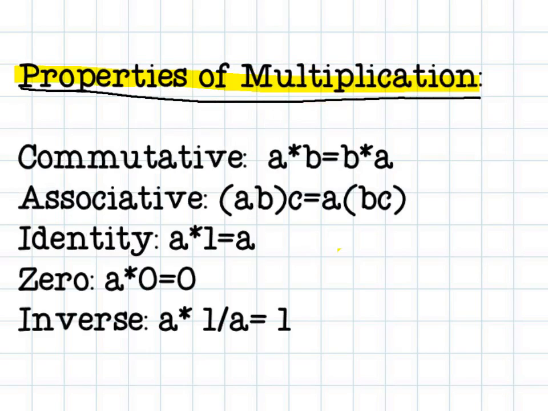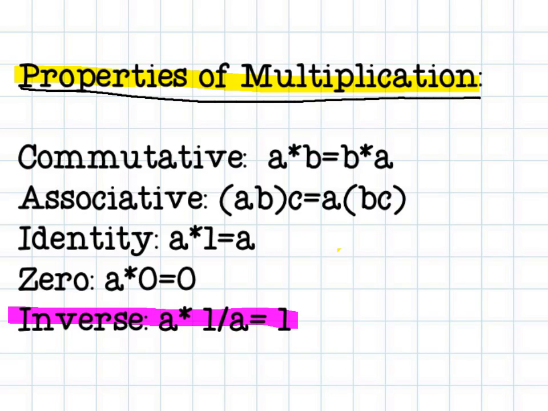Properties of multiplication are the commutative, associative, identity, zero, and inverse properties. The new property that we have listed here is the inverse property, and we'll talk about that in a moment. Okay, so commutative property changes the order of the numbers. The associative property changes the group of the numbers. The identity property says that if you multiply by 1, you end up with the same number. The zero property says if you multiply by 0, you end up with a 0.